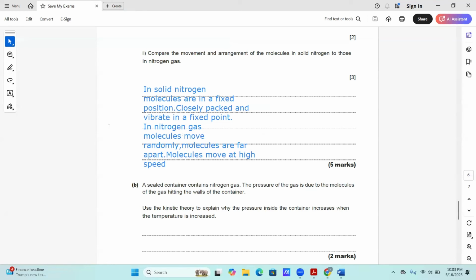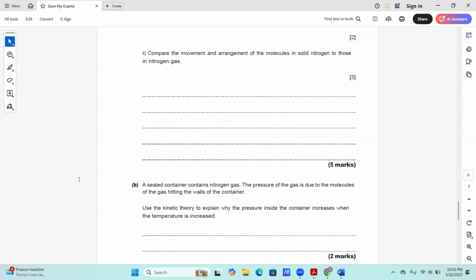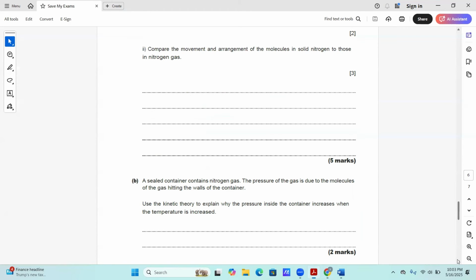B. A sealed container contains nitrogen gas. The pressure of the gas is due to the molecules of the gas hitting the walls of the container. Use the kinetic theory to explain why the pressure inside the container increases when the temperature is increased.